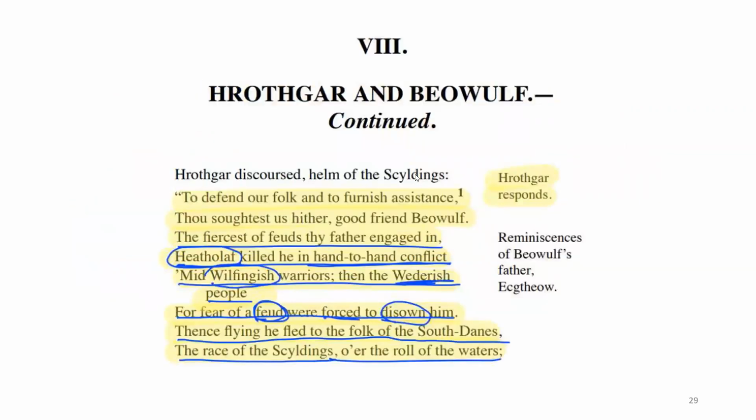Then Hrothgar remembers Beowulf's father, Ecgtheow, who was in trouble because of a family feud. When Ecgtheow's family refused to pay his wergild, you know, if you remember, it is the compensation fee for the murder he committed, and when his family disowned him, Hrothgar paid the wergild for Ecgtheow. So by doing that, he saved Ecgtheow's life.